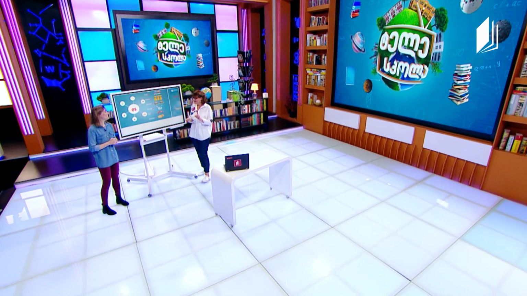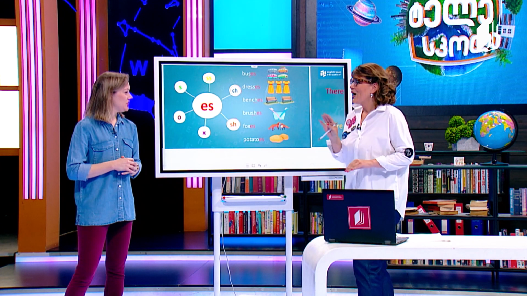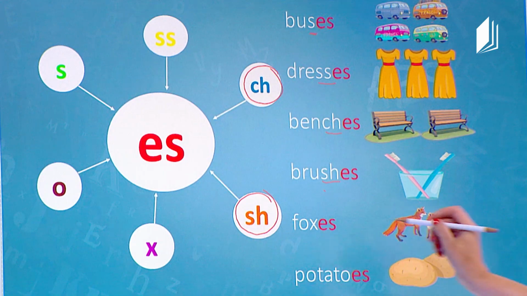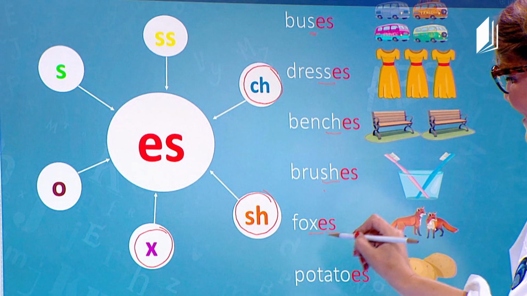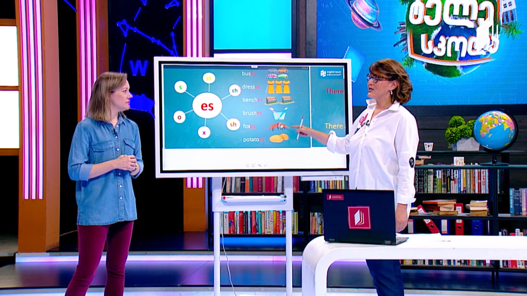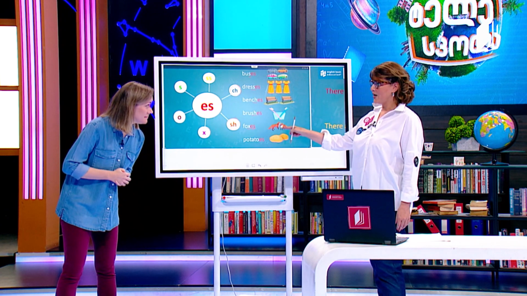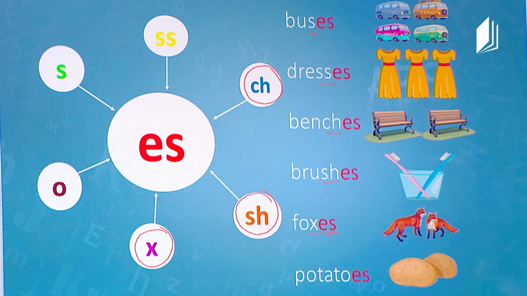Fox. You remember this word from our alphabet? That's great. Fox. The ending is X. And that's why in the plural we use what? Es. How many foxes are there? 1 fox, but 2 foxes. That's right.